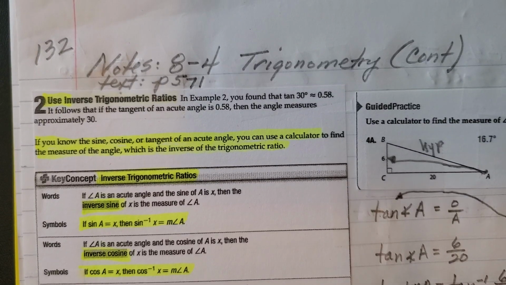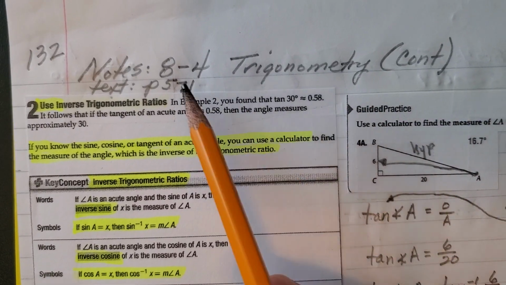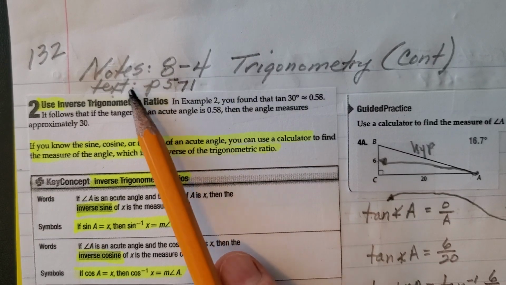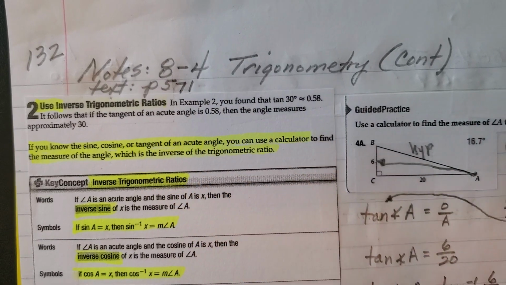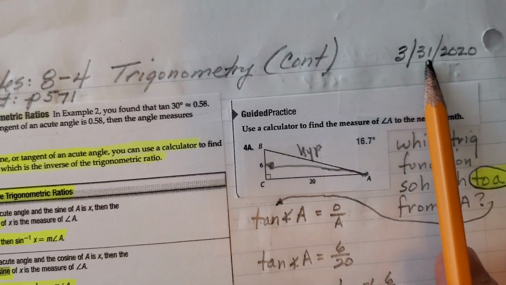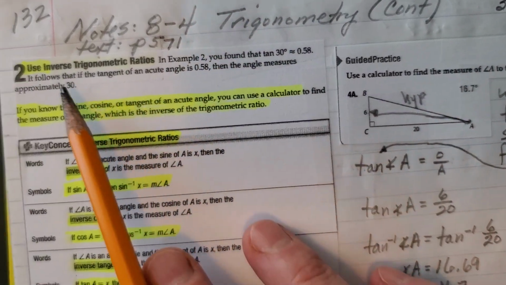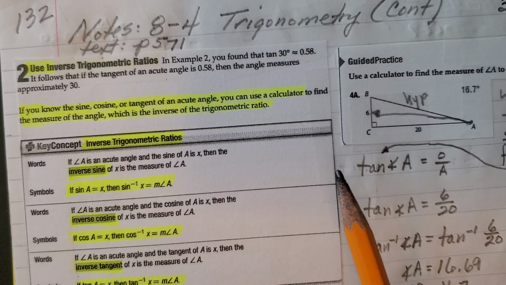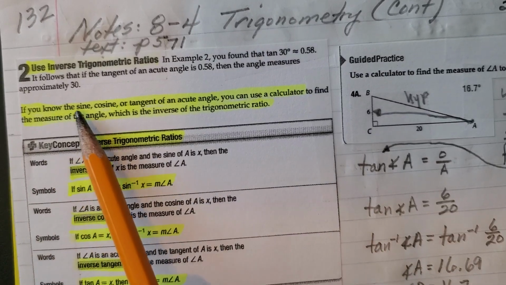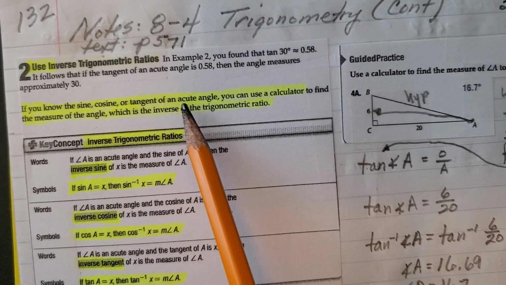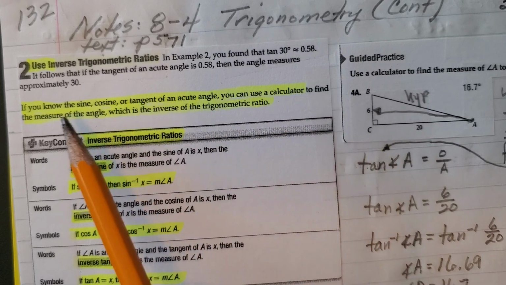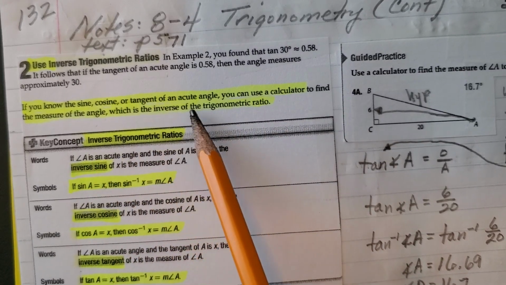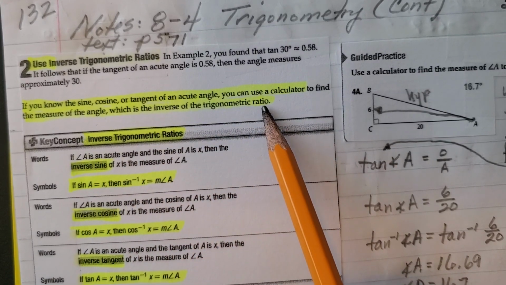Page 131 on trigonometry, continued 8-4. In the text, page 571. This is date 3/31/2020. So we're going to use inverse trig ratios to find the measures of angles. If you know the sine, cosine, or tangent of an acute angle, you can use a calculator to find the measure of the angle, which is the inverse of the trig ratio.